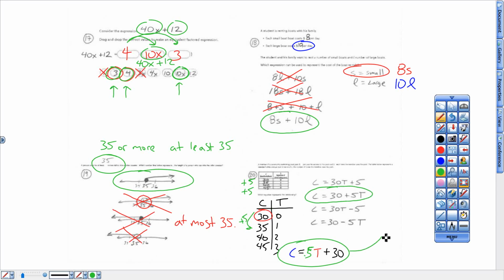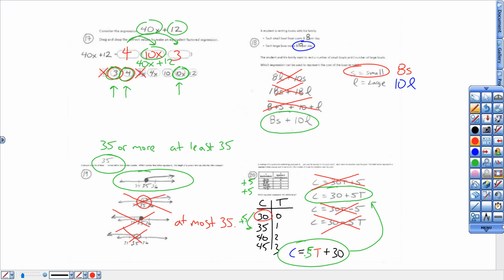Be careful here. This one has the T in front of the 30. This one has minus 5. This one it's clearly going up by 5. So the only one that works is 30 plus 5T. And if you don't believe me, try it. Plug in 1 day. 5 times 1 plus 30. How much am I paying? I'm paying $35. Plug that in, it will work.